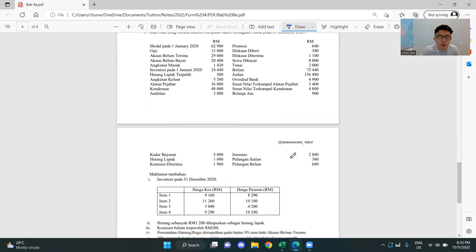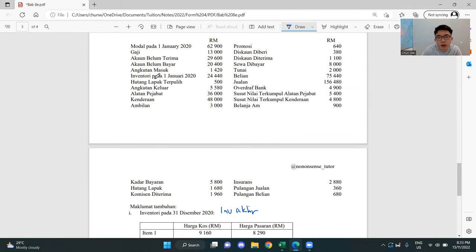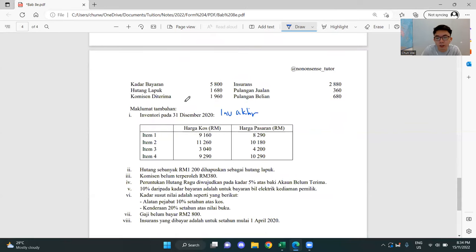Now let's look at maklumat tambahan 1. That'll be very quick, so make sure you are giving 100% focus. This is the inventory for the 31st December 2020, so this is actually your inventory akhir. Always. You have to know which one is your inventory akhir and which one is your inventory awal. The inventory for the 1st January 2020 is always the inventory awal. So you have to know this. And the inventory in the maklumat tambahan is always the inventory akhir.